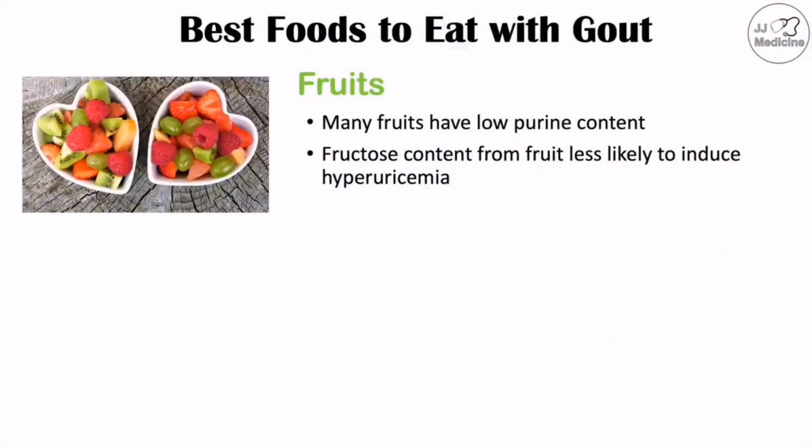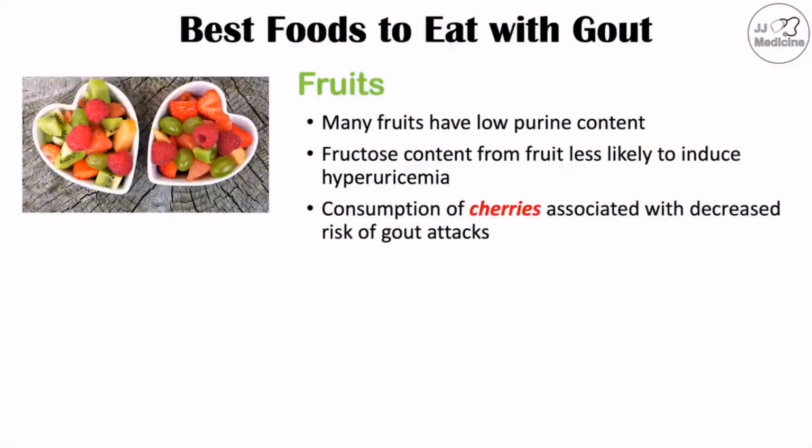So it seems to be the high fructose corn syrup specifically. Very, very high fructose levels in short periods of time seem to lead to this higher level of uric acid, not the fructose content that we see from fruit. We just don't see that causing hyperuricemia like we do in high fructose corn syrup. And one fruit in particular that seems to be very good for gout is cherries. So consumption of cherries is actually associated with a decreased risk of gout attacks. So cherries, very good to eat if you have gout.